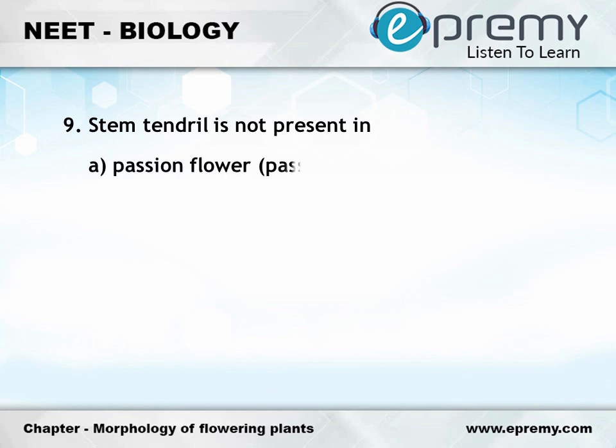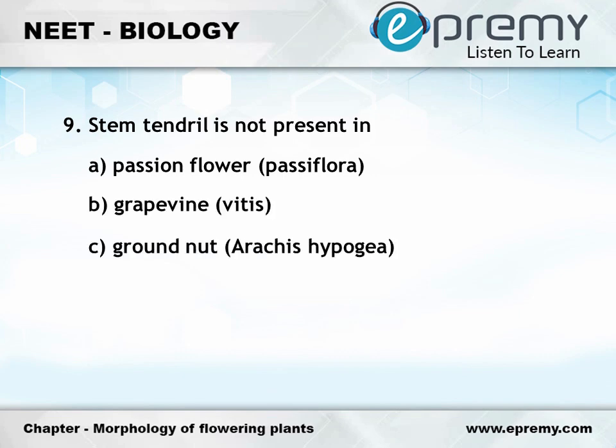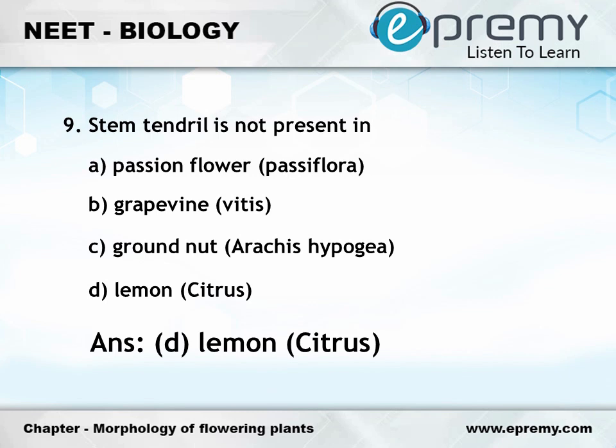Question number 9. Stem tendril is not present in option A, passion flower, Passiflora, option B, grapevine, Vitis, option C, groundnut, Arachis hypogaea, option D, lemon, Citrus. The answer is option D, lemon, Citrus.